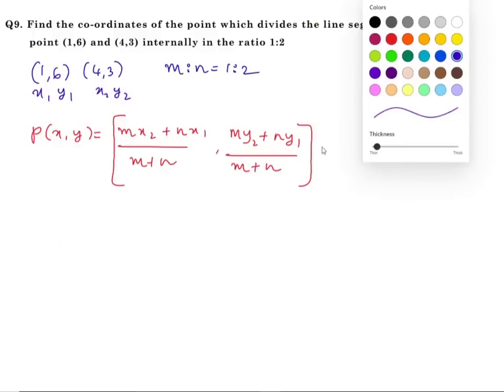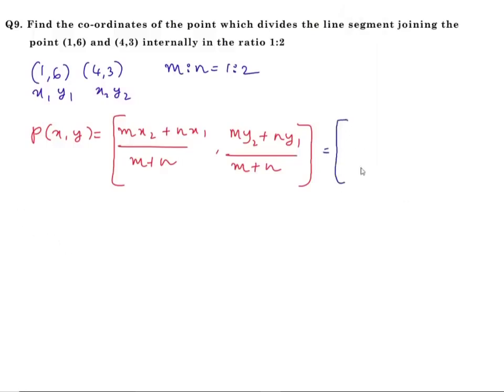Now what you need to do is just substitute the values. The m value is 1, the n value is 2. That is 1 into x2, which is 4, plus n value 2 into x1, which is 1, divided by 1 plus 2. Then 1 into y2, which is 3, plus n value 2 into y1, which is 6, whole divided by 1 plus 2, that is m plus n.